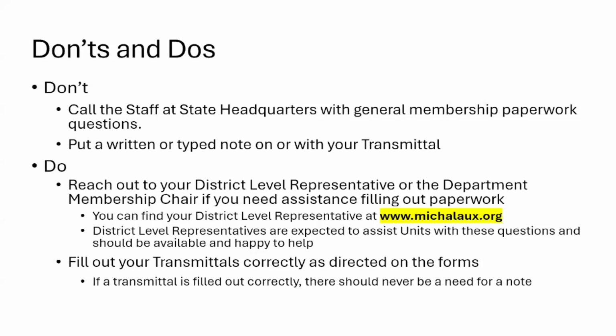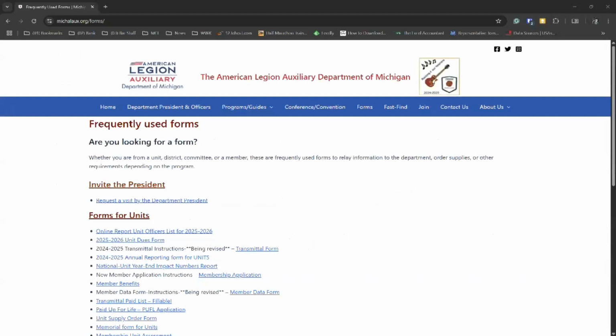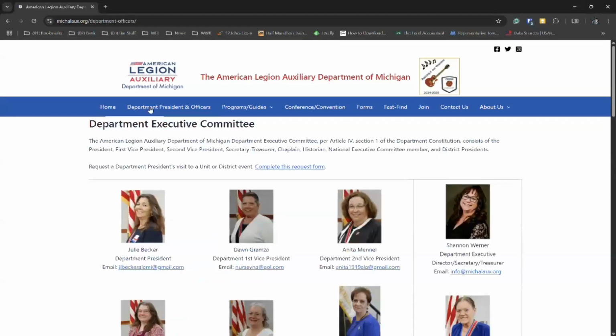You can find your district level representatives in your textbook and at our website at mishalox.org. If you go in there, you'll see a tab for our department presidents. It has all of our department officers. It actually has all of our district presidents, and you can click on the district president's name, and a contact sheet will pop up. You put your own email in, you can contact them directly, and that gets sent to them. Excuse me. And then they are able to help you.